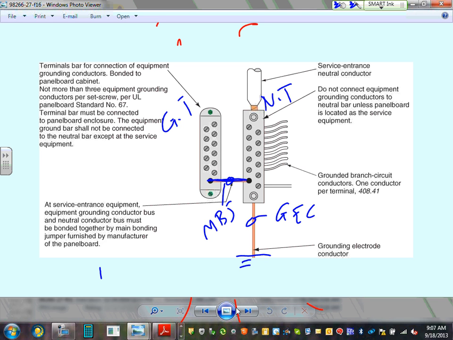Terminal, and then also they have this little screw to bond it to the frame. So I have service entrance, equipment ground conductor, and neutral conductor must be bonded together, main bonding jumper, and then tied. Can you guys see the green wire? Tie it to the frame, bond it to the frame of that box. These are all requirements for the service panel.